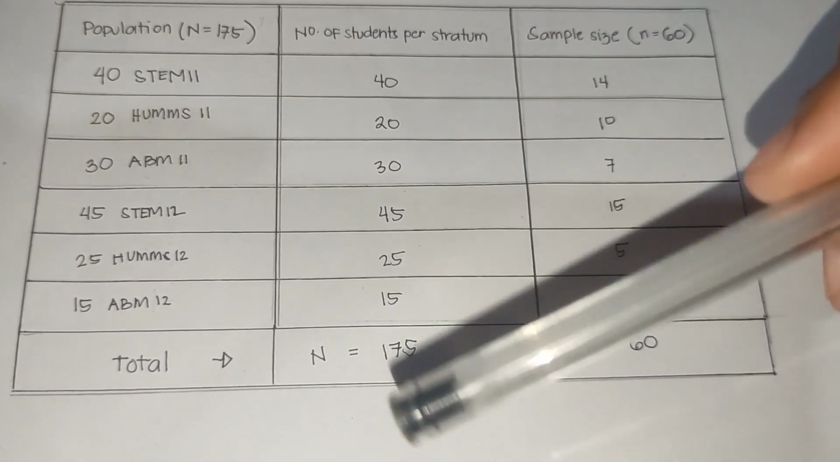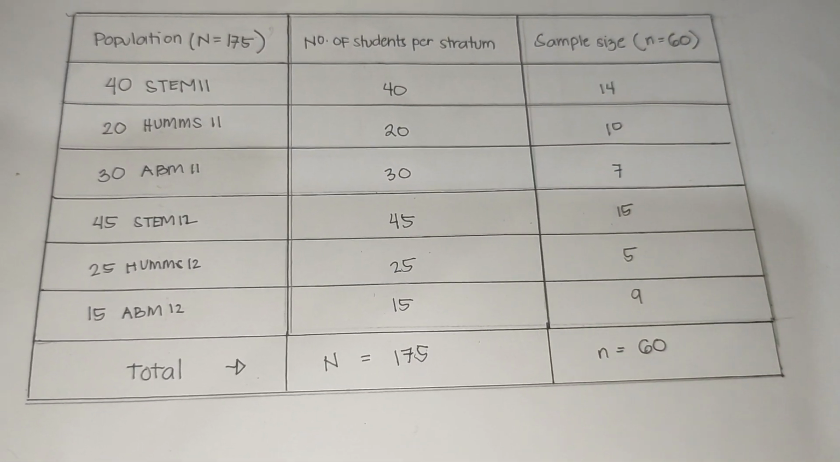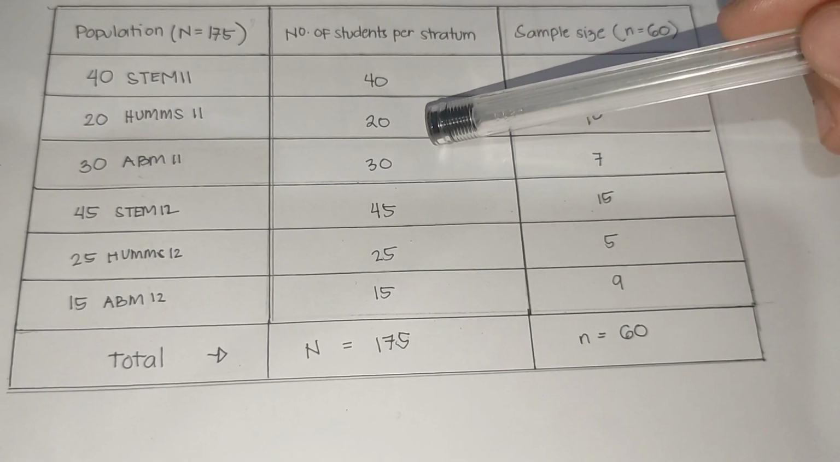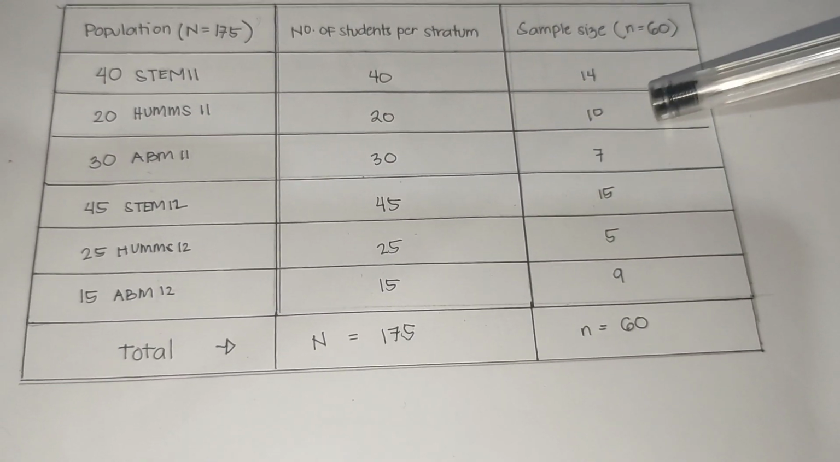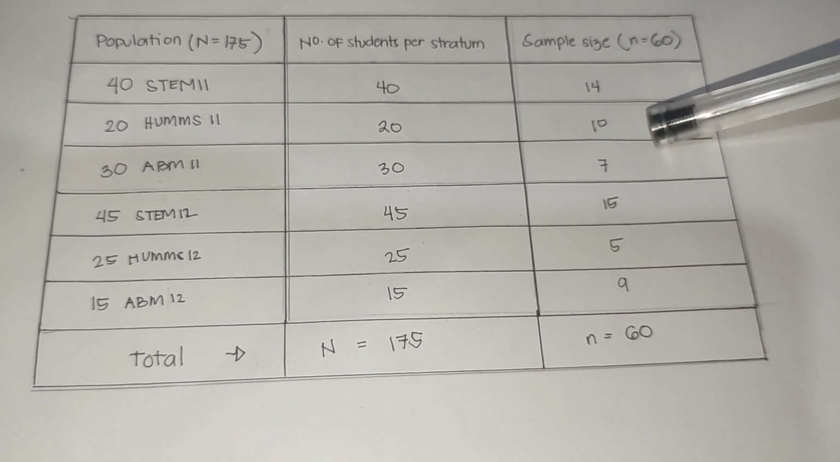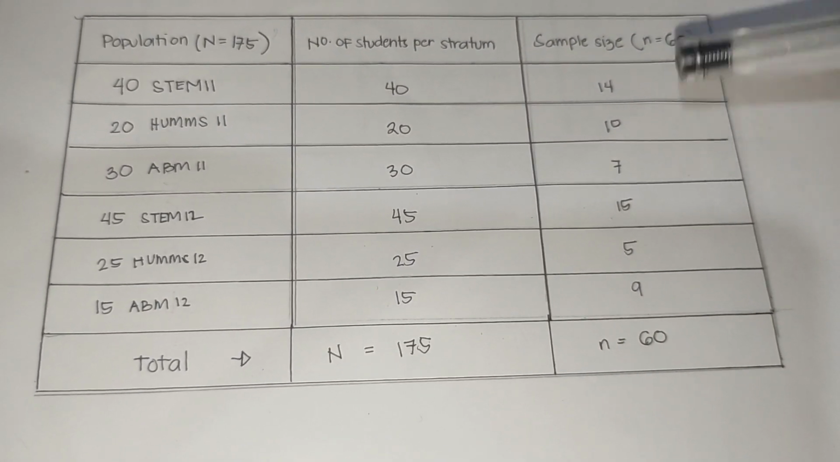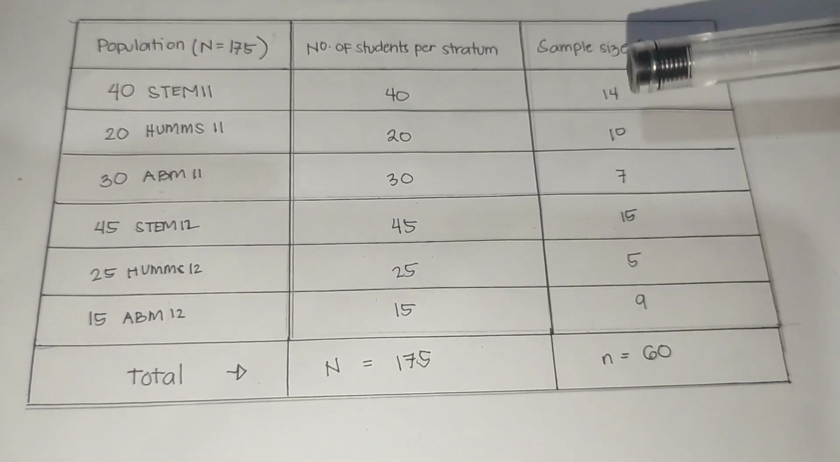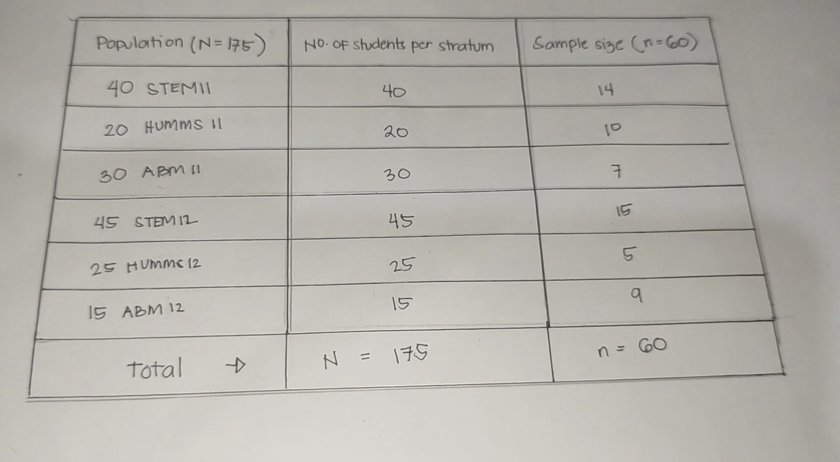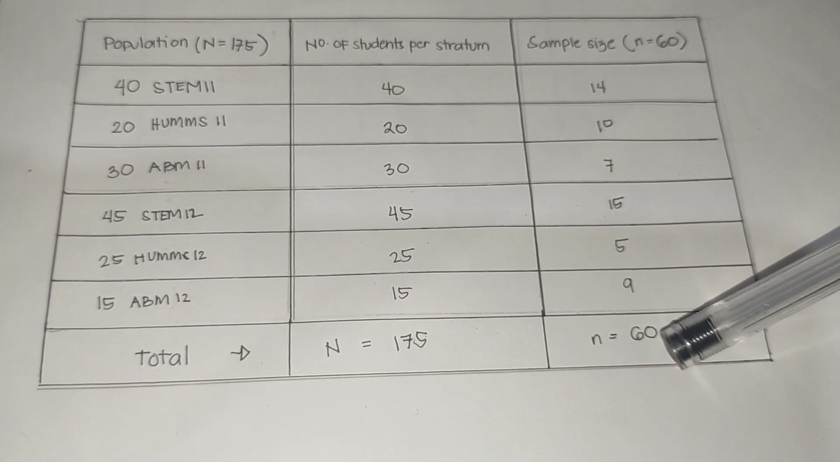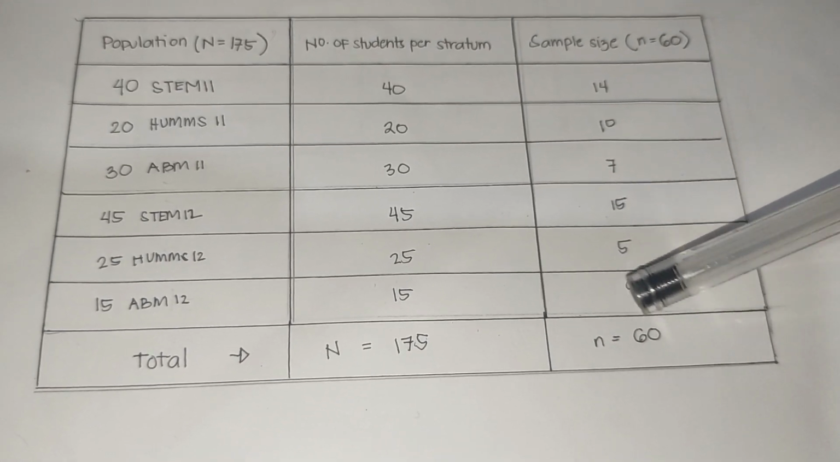We're going to divide 40 by 175, multiply it by 60, and we'll have 14. The same thing, 20 divided by 175, multiplied by 60, then we'll have 10. 30 divided by 175 times 60, then we'll have 7. The rest go the same way, with the same process, and we'll achieve our sample size, which is 60.